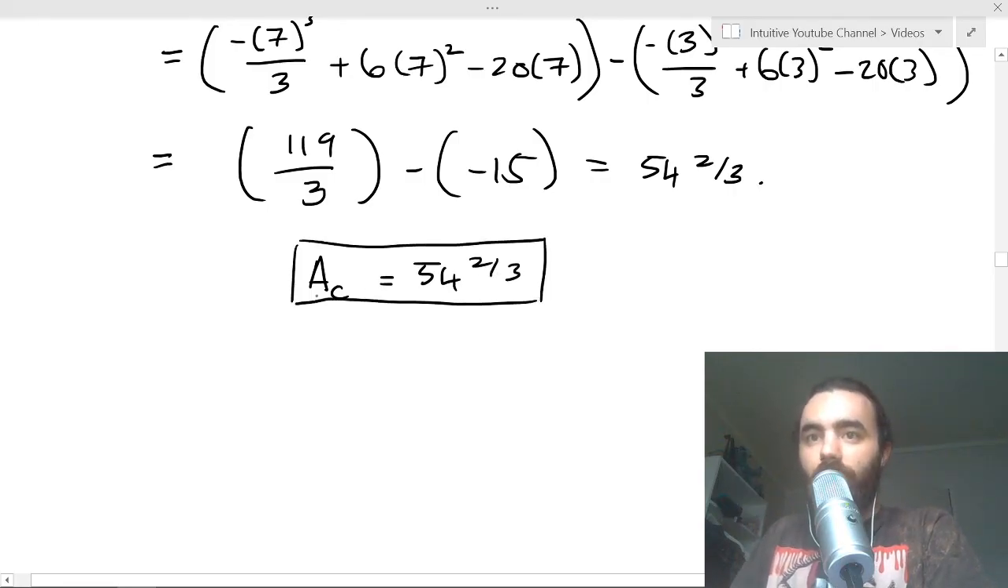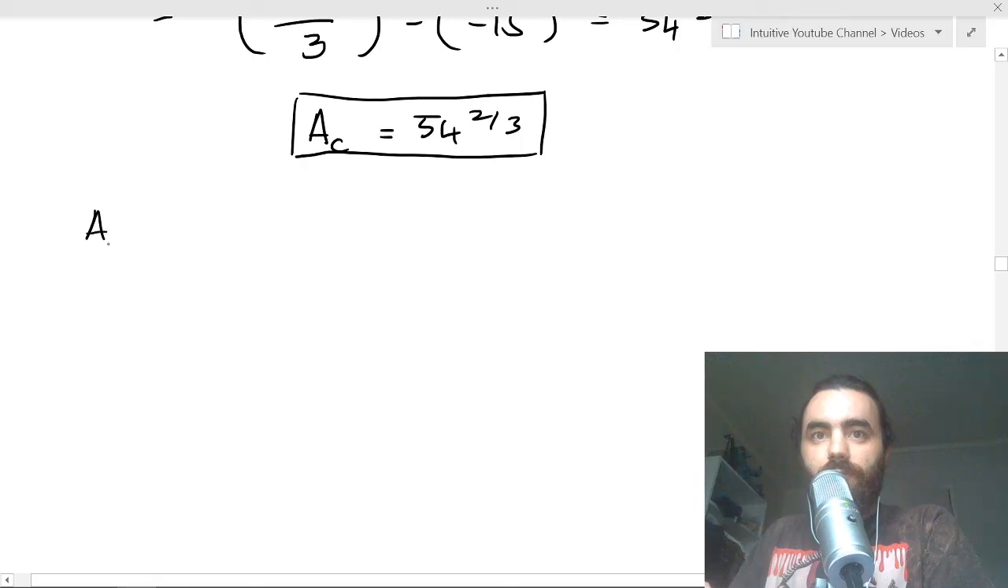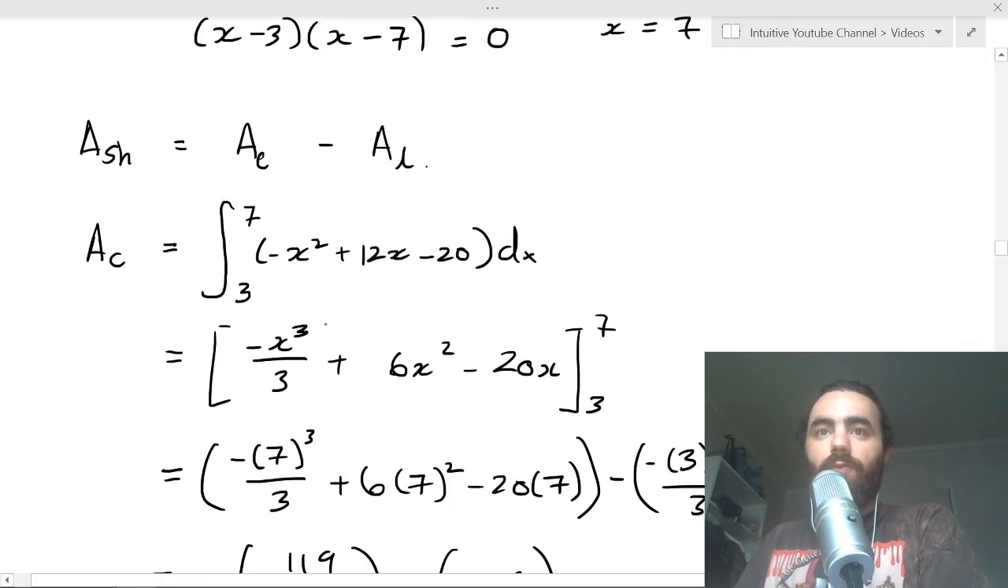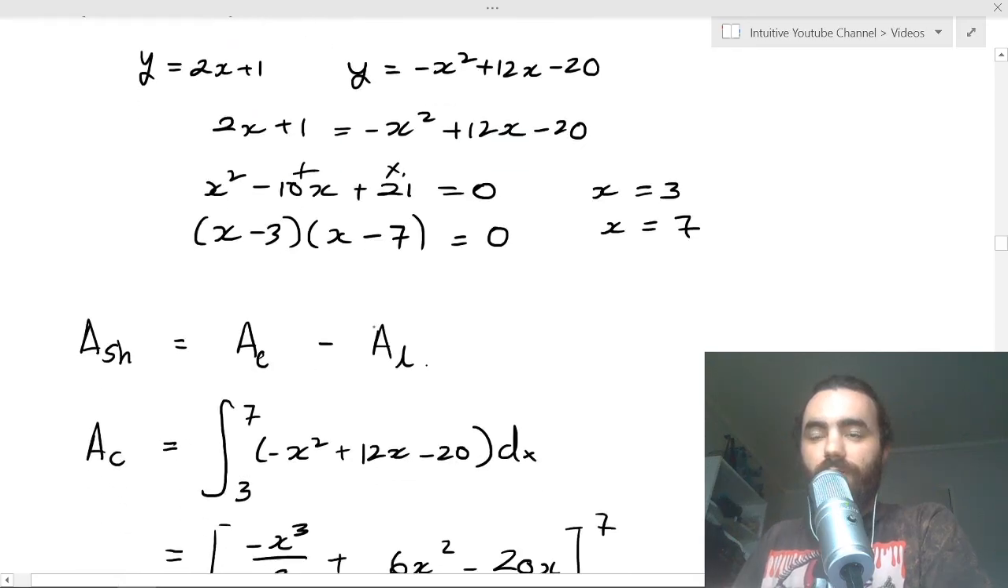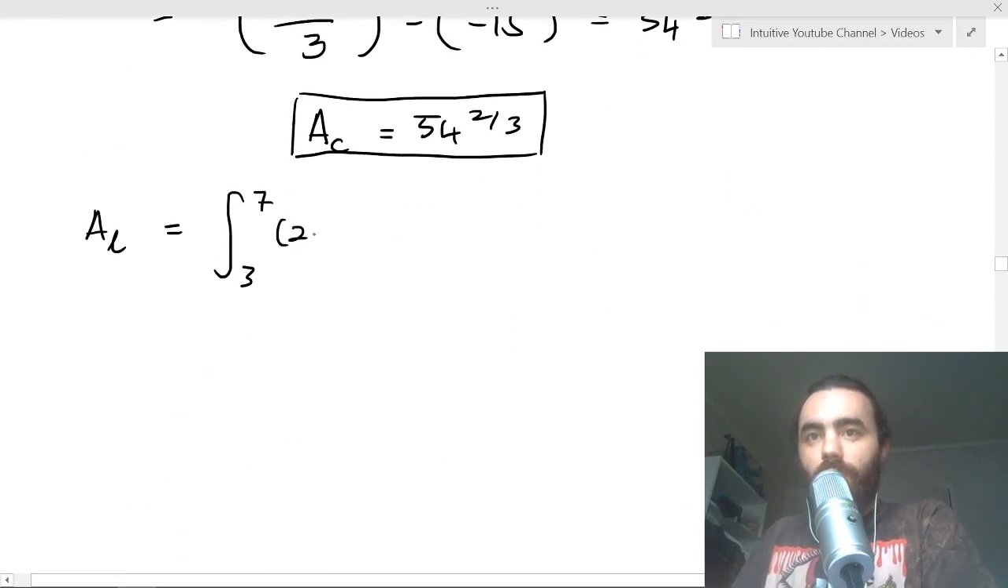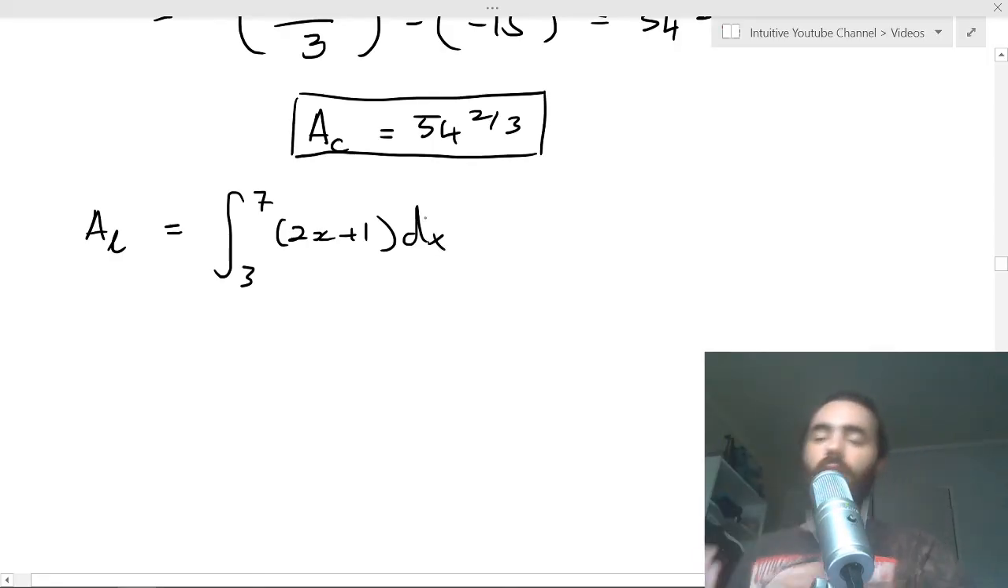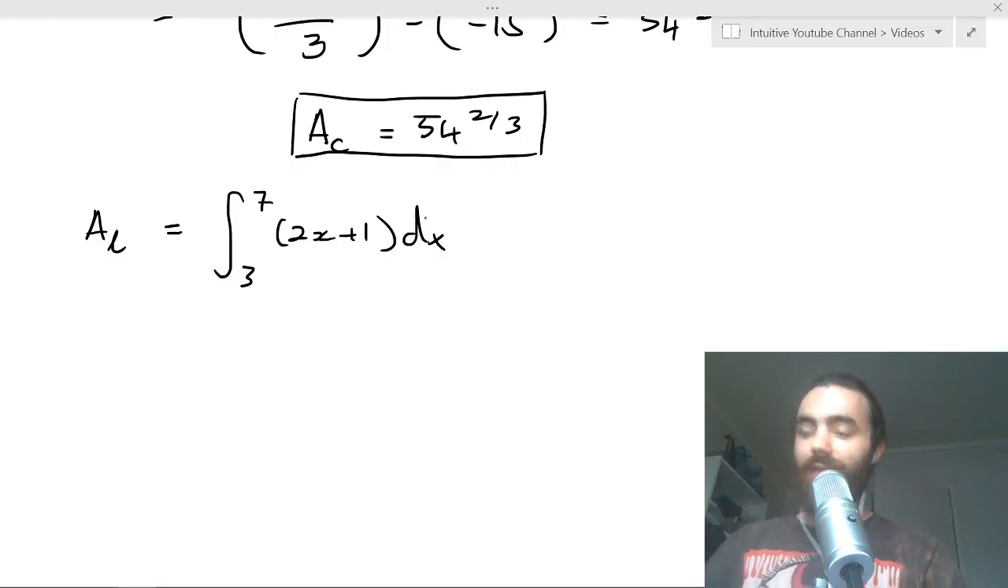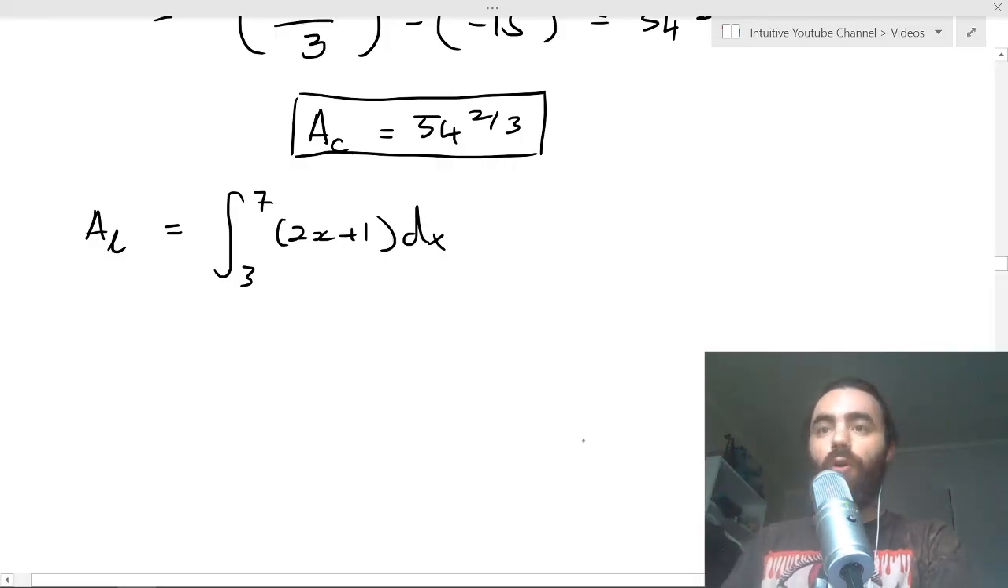And now we need to find the area under the line between x equals 3 and x equals 7, which will be the integral from 3 to 7. And the line is y equals 2x plus 1. So it's 2x plus 1. And if you don't understand why this is the area under the line between those limits, go and look at the exam hack video on integration, which I would recommend watching before you actually do the questions, because it shows you the categories and the intuition behind them.